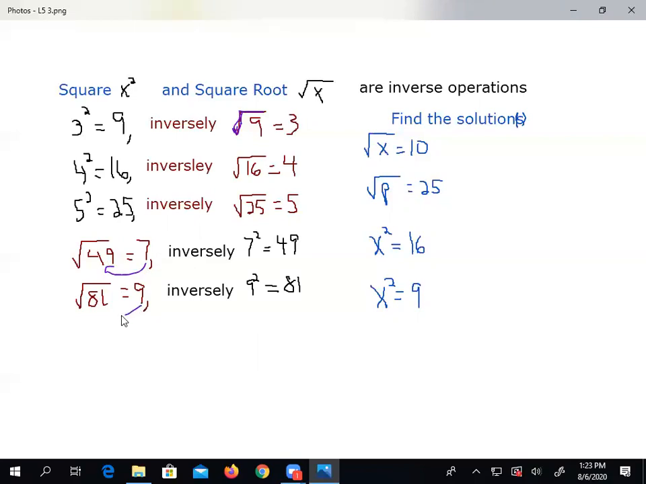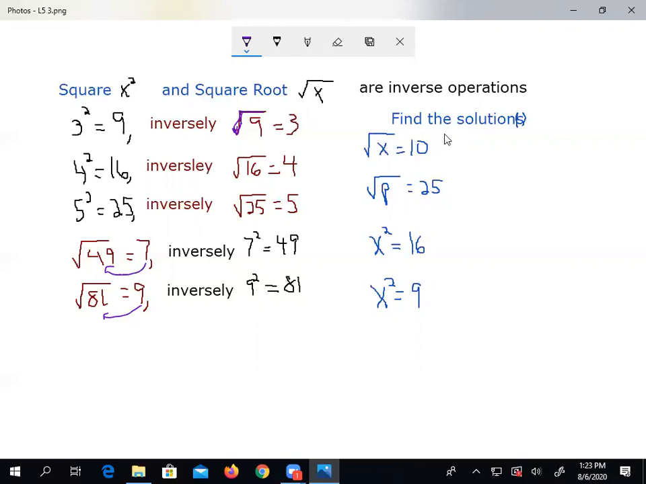So if I go the other direction, the square root turns into its inverse, which is the square. So if I have square, the inverse is square root. If I have square root, the inverse is square. They kind of go backwards, back and forth there.